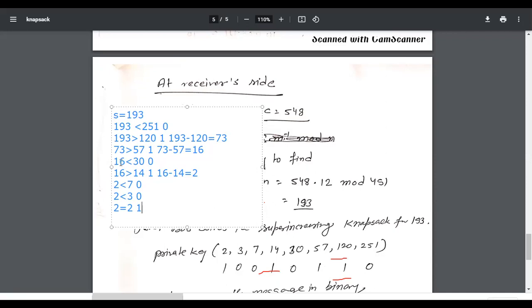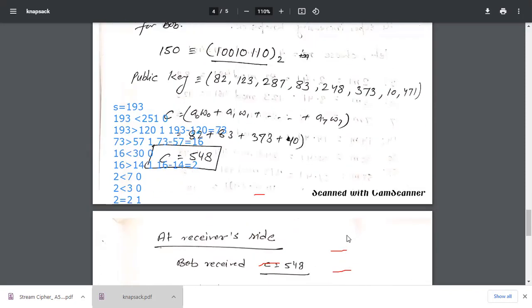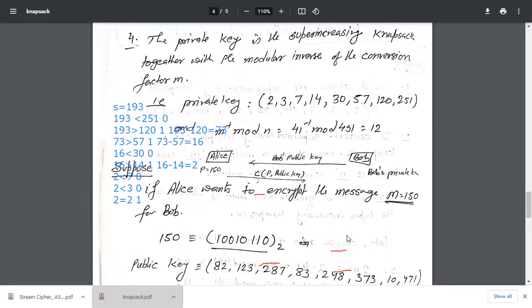Hope you are getting this one. Next, if we convert this binary value 1001 0110 into decimal, we will get 150. So this was the message that was sent by the sender. So this is the process of decryption. So this is all about the knapsack cryptosystem.